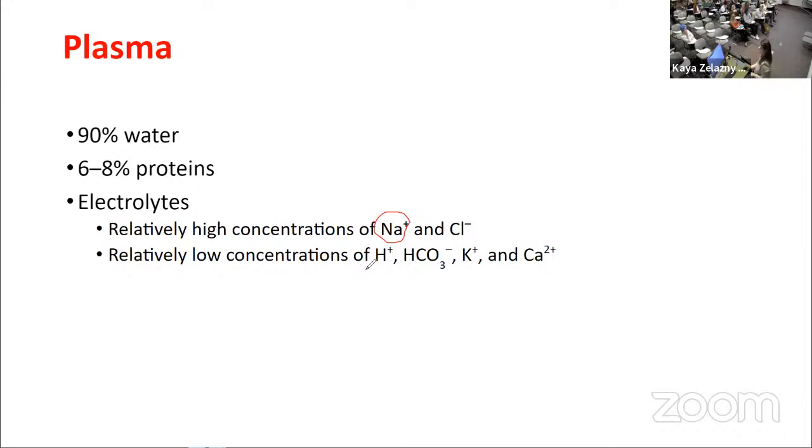We also have some other important ions at lower concentrations. So we have hydrogen ions, which are basically just protons. We have bicarbonate in there. We have potassium ions. We have calcium. They all have their own role to play. So these are all dissolved into the plasma along with those proteins that are mixed in and really a lot of water.